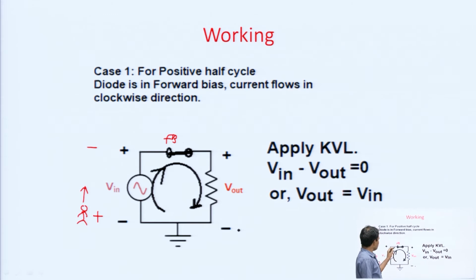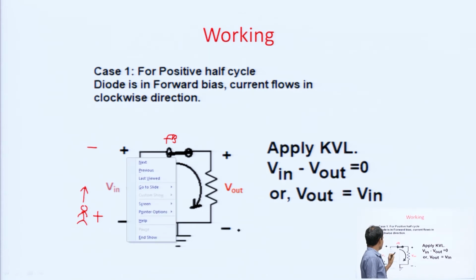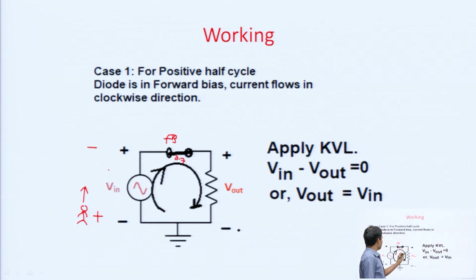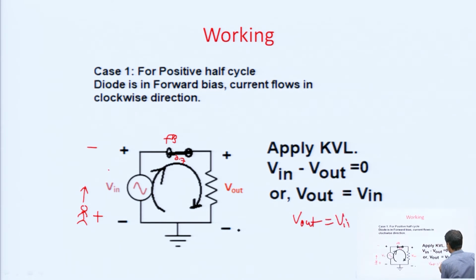If you assume this diode a practical diode, then the voltage drop will be taken as 0.7 volt, and in this condition V output is equal to V input minus 0.7 volt. Practically, V output is equal to V input minus 0.7. So, this output is for the positive half cycle only.